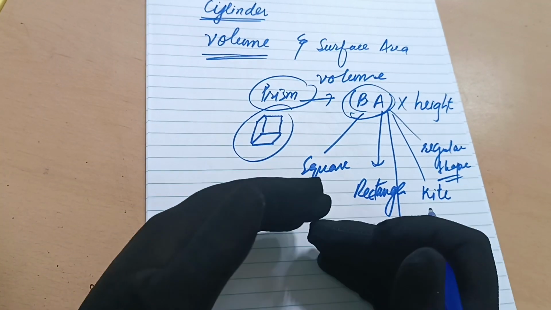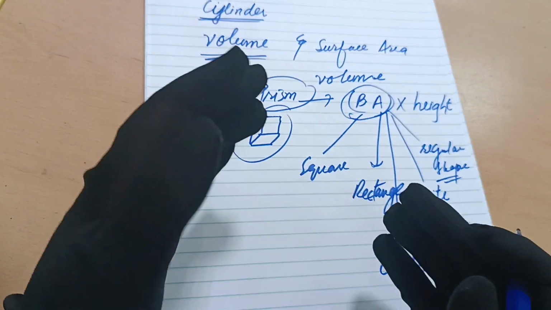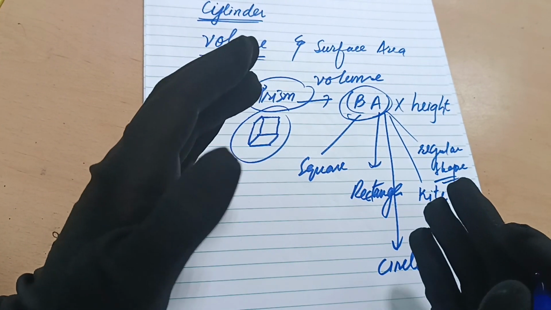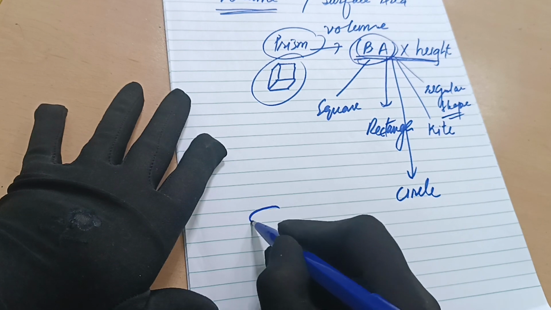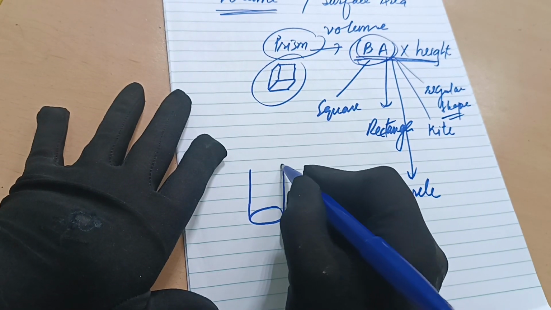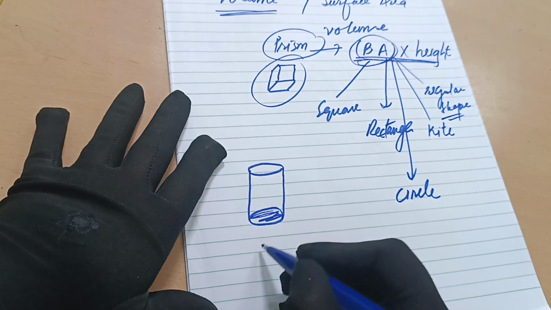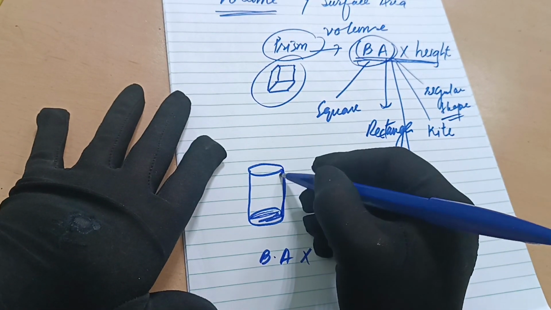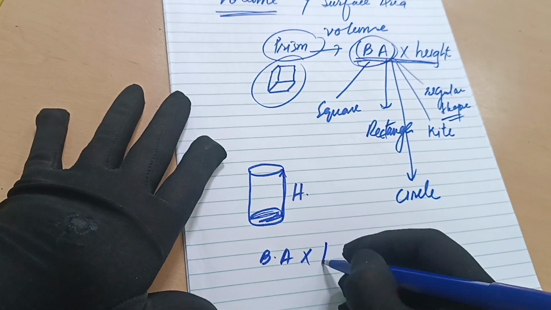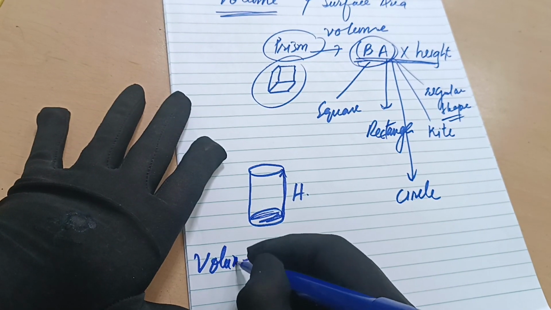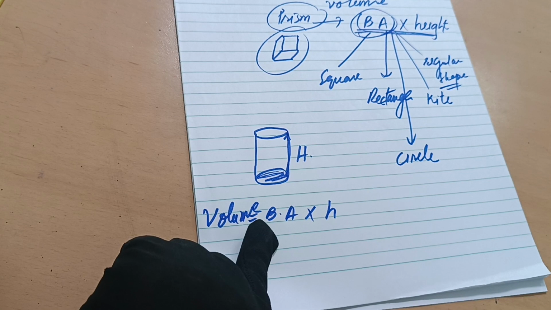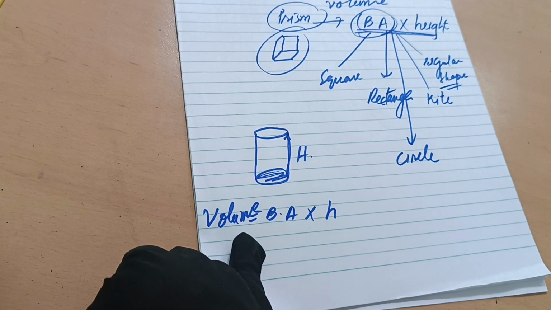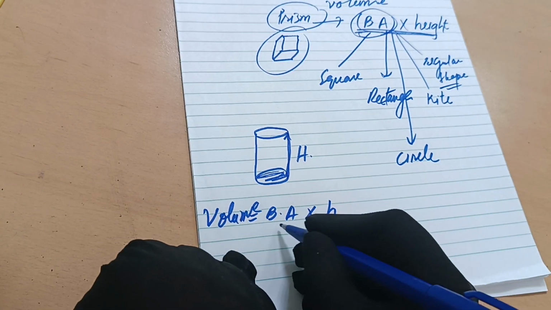If that base area is taken to a height, it will be called a prism, and the volume of that prism will be simply base area multiplied by height. Specifically, we will discuss now that a cylinder is also a prism, and its volume will be base area multiplied by the height, like the volume of the cube and cuboid. Cube has a base like a square, cuboid also has a base like a square or a rectangle, but the cylinder has a base of a circle. So its volume is base area into height.